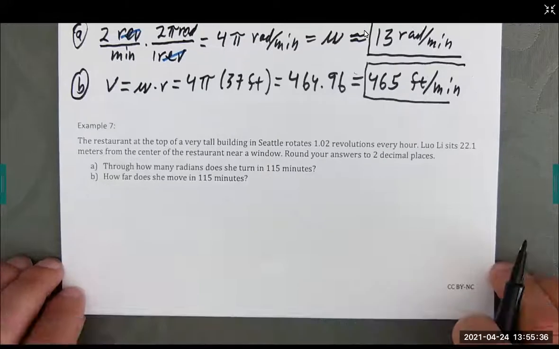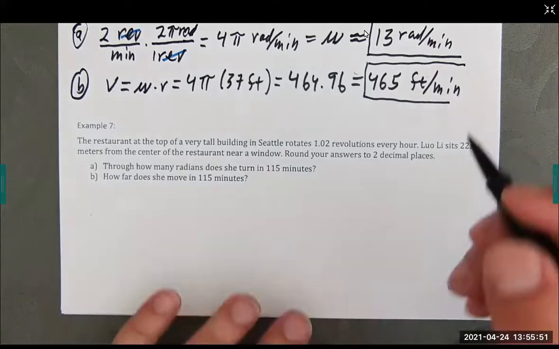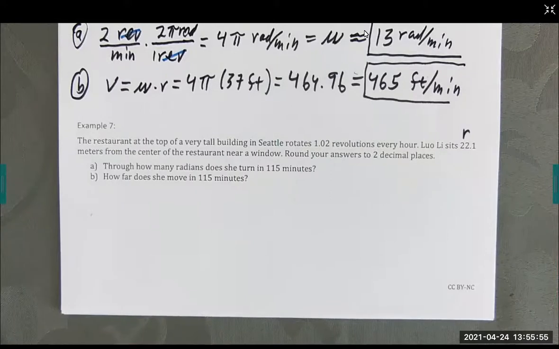Example 7. The restaurant at the top of a very tall building in Seattle rotates at 1.02 revolutions every hour. Luo Li sits 22.1 meters from the center of the restaurant near a window. Now that's going to be our radius, our R, when we get to it. And we're going to round our answers to 2 decimal places. Part A. Through how many radians does she turn in 115 minutes?